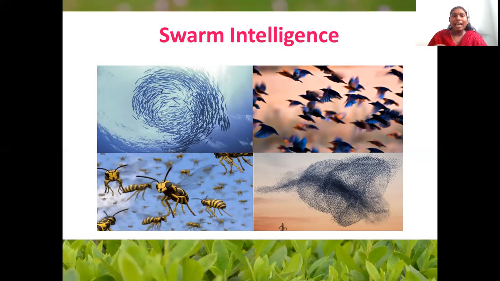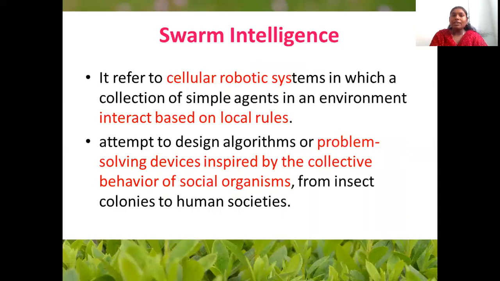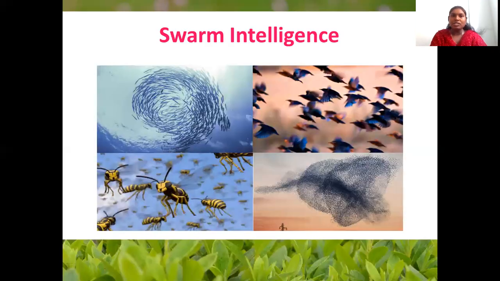So that is ants, and bee colony, and a group of fish living together. Based on collective individuals living together, the inspiration is taken, and this is used for developing cellular robotic systems and all. Here a group of small individuals or small robots are used to solve some problems. That is called swarm intelligence.